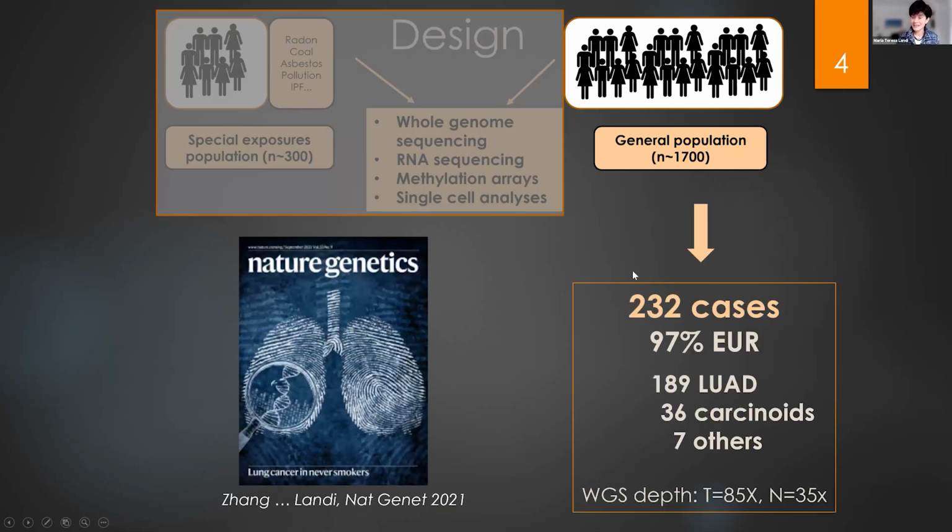I will first explain a few results that we obtained in the first set of 232 cases that we analyzed and recently published, which included 189 adenocarcinomas, 36 carcinoids, and 7 mixed types. And I will also illustrate more analysis of mutational signatures in a larger data set, including non-smokers and smokers.